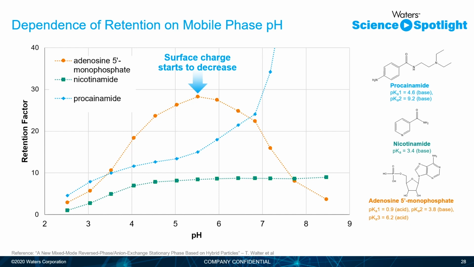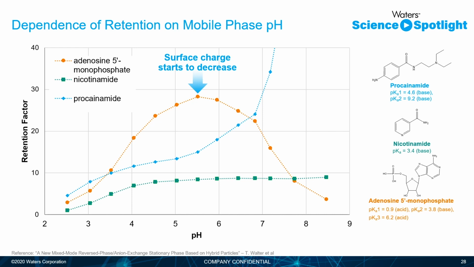If we look at the basic analyte procainamide, at low pH, it's fully ionized and actually repulsed due to the anion exchange stationary phase. As we increase the pH, this basic analyte is becoming less basic. It's becoming more neutral, and as we get above the pKa of the stationary phase, it's being pushed off the column less. And as this analyte becomes more neutral, it's becoming more retained, as it's becoming more hydrophobic.